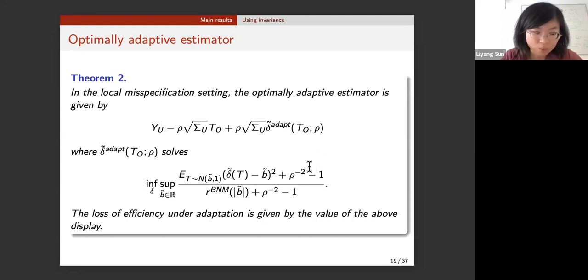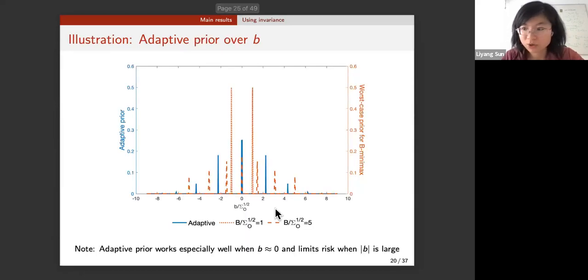So this is how we actually solve for the adaptation problem that involves applying a minimax theorem and discretizing the support for the standardized bias. And mechanically, it's the same thing as solving for the least favorable prior, but these are not quite the same object, and therefore we give them the name adaptive priors, which I show here in the blue lines. So here, the horizontal axis is the standardized bias.